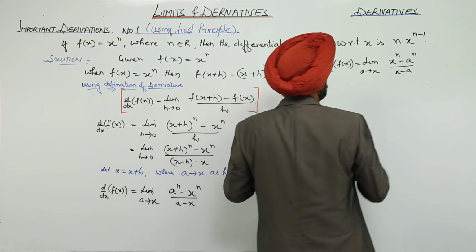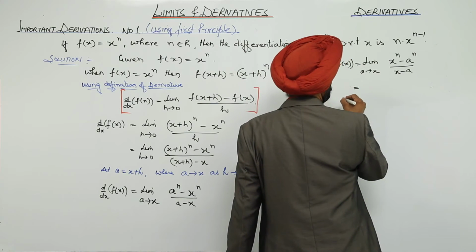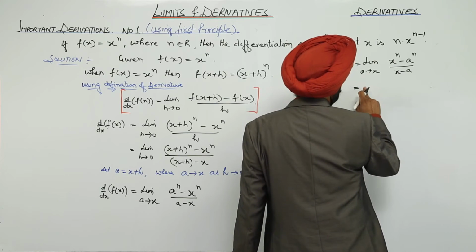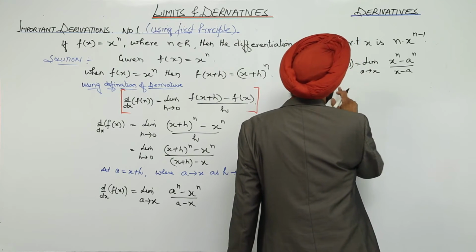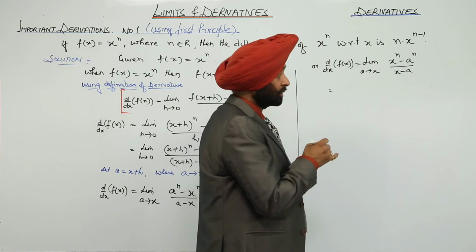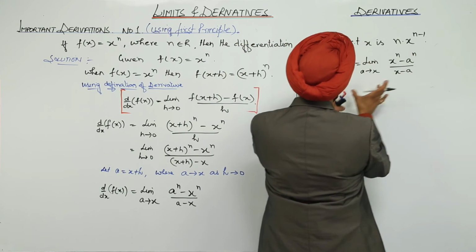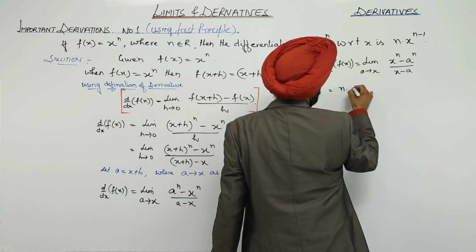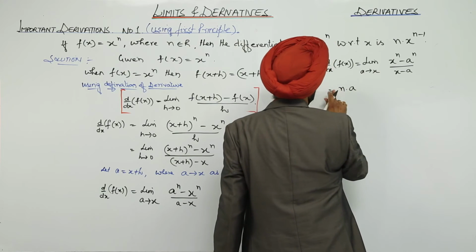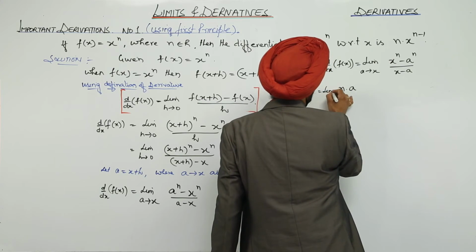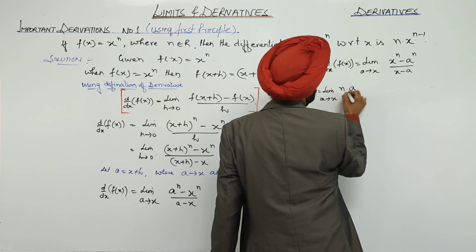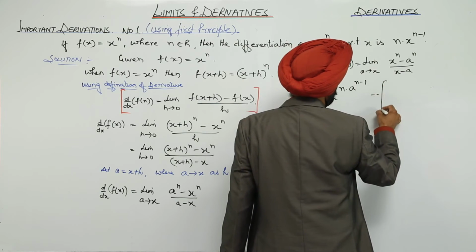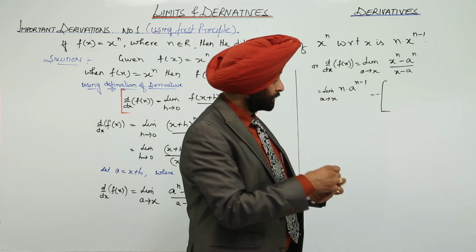Now this whole part becomes, limit a approaches to x of n times a raised to power n minus 1. What we have used here is the standard result.